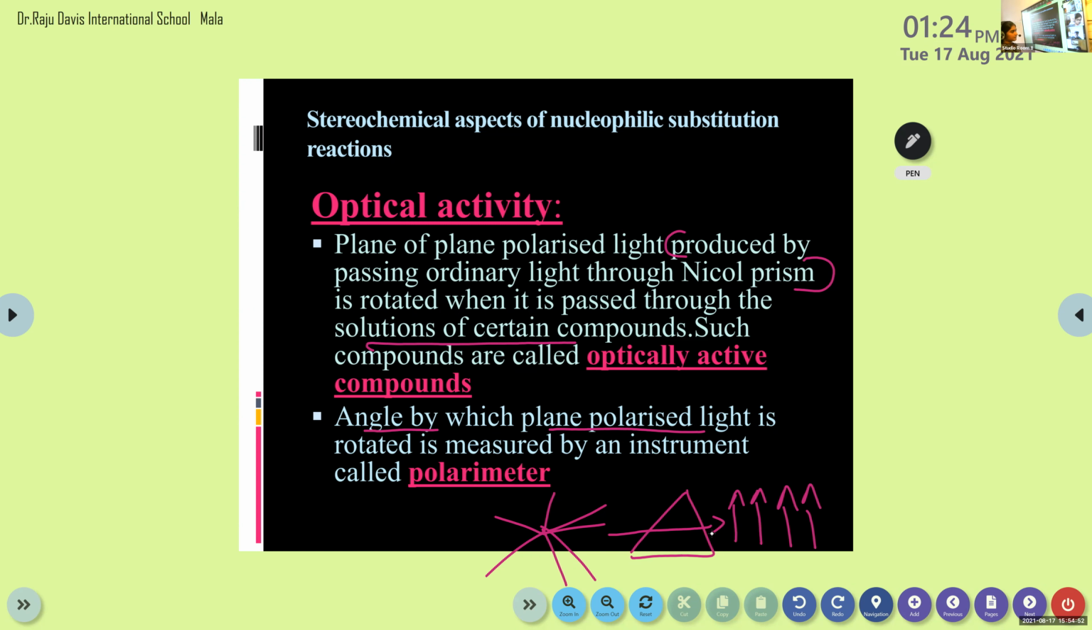That's the meaning. And the plane of this polarized light, when passing through certain solutions, will be rotated either to the right or to the left. Such compounds are known as optically active compounds, and this phenomenon is known as optical activity. The instrument used to measure the angle by which it is rotated is the polarimeter.